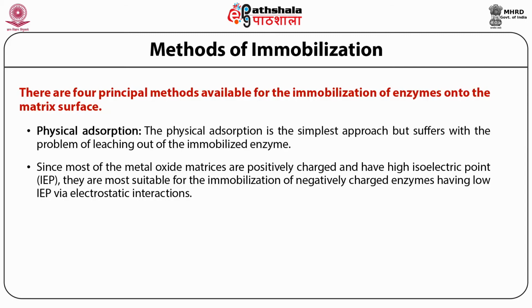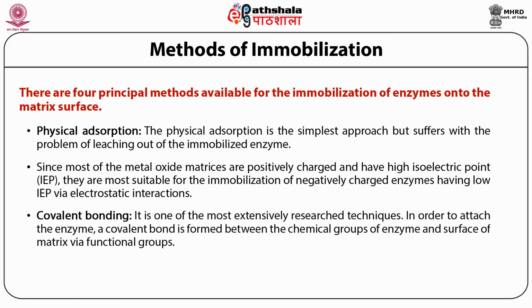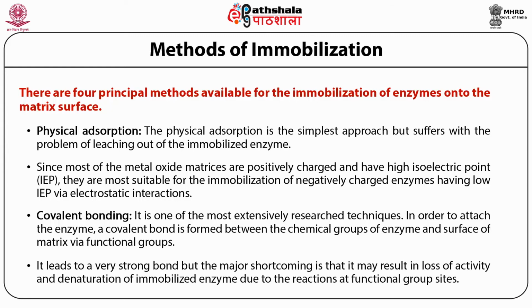The second method is covalent bonding. It is one of the most extensively researched techniques. Here, in order to attach the enzyme, a covalent bond is formed between the chemical groups of the enzyme and the surface of the matrix via functional groups. It leads to a very strong bond, but the major shortcoming is that it may result in loss of activity and denaturation of the immobilized enzyme due to the reactions at functional group sites.